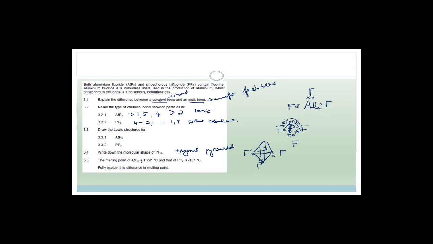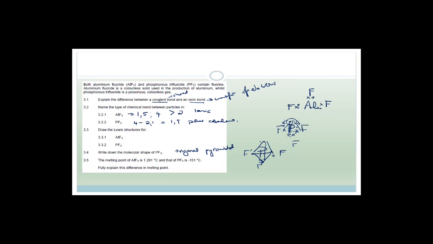Okay, the melting point of aluminium fluoride is 1291, whereas that of PF3 is -151. Explain the difference. Okay, well, first of all, aluminium fluoride is ionic. And because it's ionic, they've got much stronger forces, and therefore, it's obviously going to be more difficult to melt it. Whereas PF3 is obviously a covalent bond, therefore it has much weaker intermolecular forces.